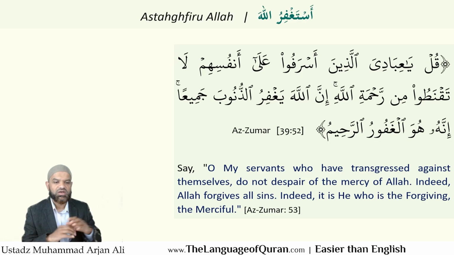Indeed, without doubt, Allah forgives all sins. Indeed, it is He who is the Forgiving, the Merciful. A beautiful ayah, one that we should all note, learn the message from, and never ever lose the hope in the forgiveness of Allah subhanahu wa ta'ala.